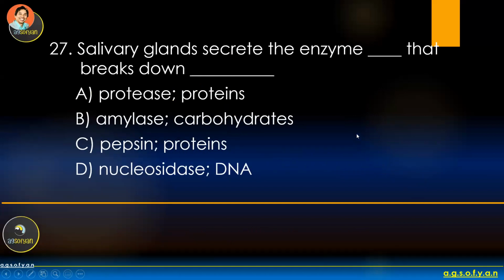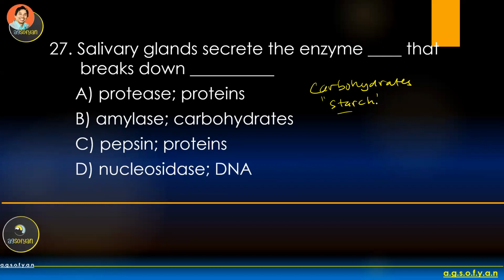Salivary gland secretes the enzymes blank that break down blank. A, B, C, or D? Okay. Saliva, which is a product of salivary glands, mostly consists of enzymes that digest carbohydrates. Example of carbohydrate is starch, which is a lot in potato, bread.